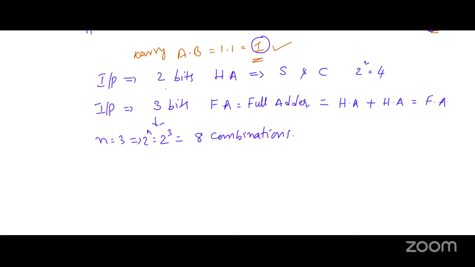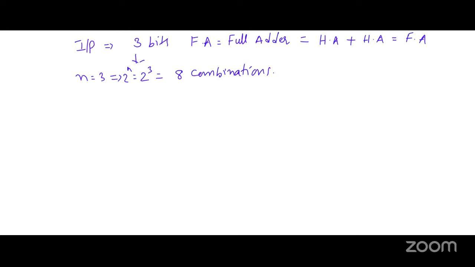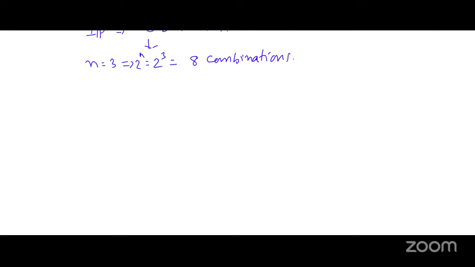But in the full adder, how do we give the input values? 8 combinations. A, B, C. Okay. 8 combinations now. Starting with 0. Write down 8 zeros. 1, 2, 3, 4, 5, 6.